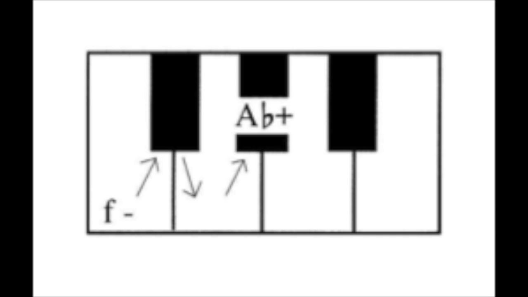So we know that A flat major has four flats, those being B flat, E flat, A flat, and D flat. Therefore, F minor has the same key signature of 4 flats: B flat, E flat, A flat, and D flat.